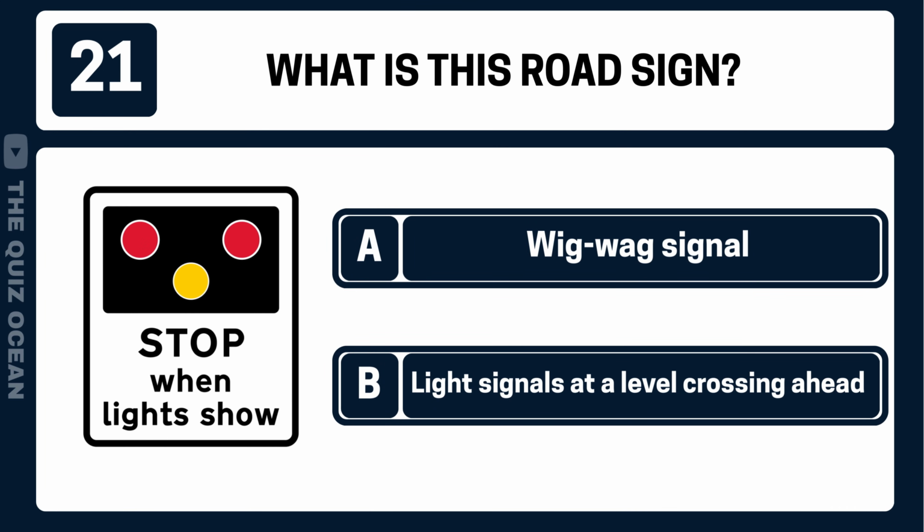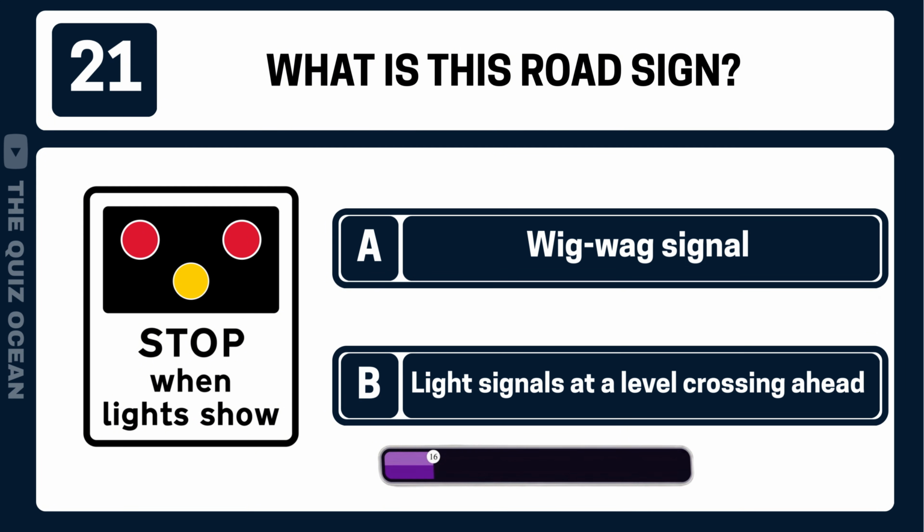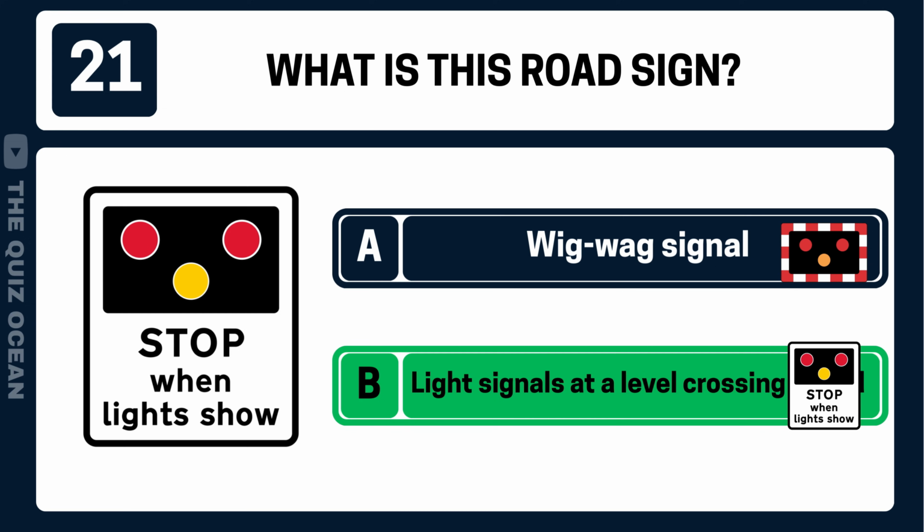What is this road sign? A. Wigwag signal. B. Light signals at a level crossing ahead. Correct. This sign alerts drivers to light signals at a level crossing.